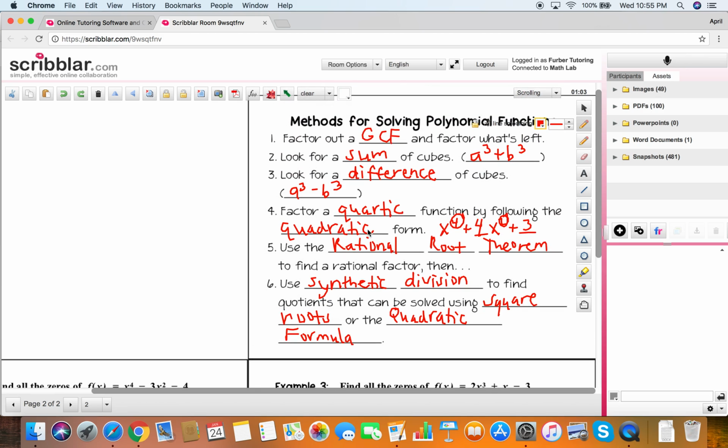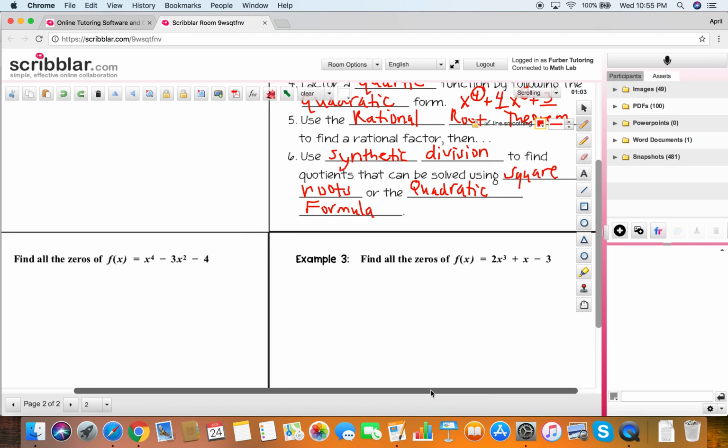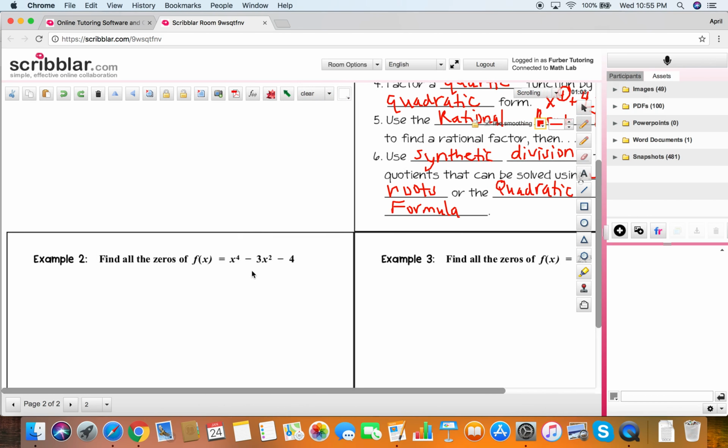So my fourth step is to see if it is a quartic function, and if so, does it follow the quadratic form? In order to follow the quadratic form, it has to be even exponents, 4 and then 2. And it looks like that's what it is. So I'm going to be able to use that pattern. So remember, I'm going to take the function and I'm going to replace x squared temporarily with a, and then I'm going to factor that polynomial.